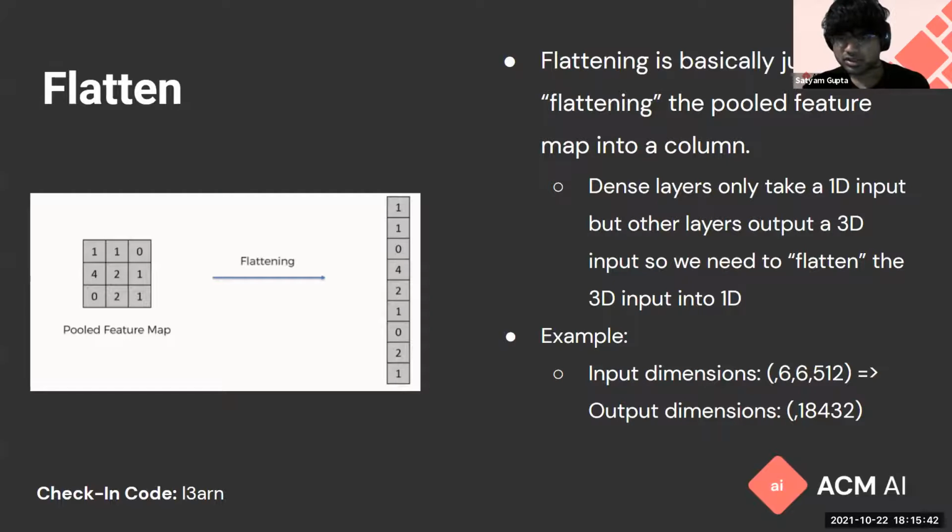A good example is 6, 6, 512. When you flatten it, you get 18,432 output dimensions. Really helpful in reducing the amount. So all the pooling that you have done helps in reducing the number of dimensions that you get at the end with the flattening.